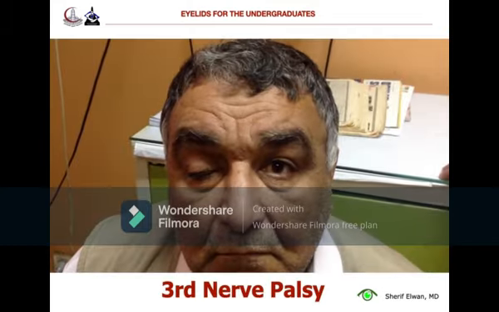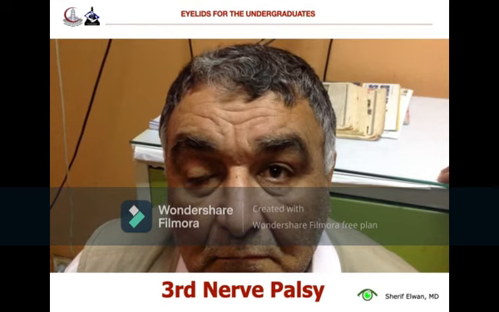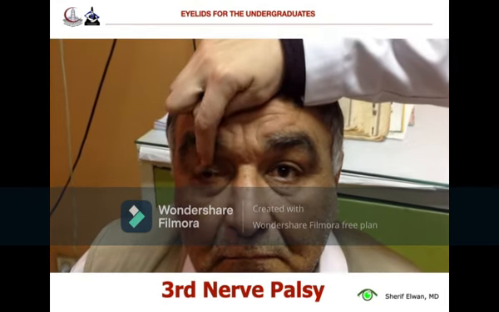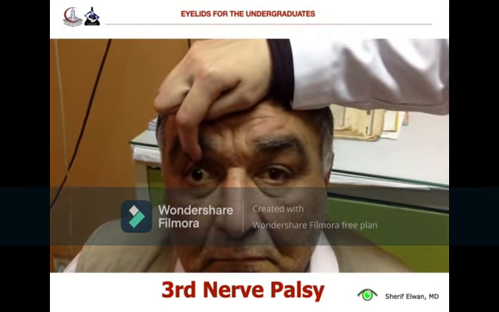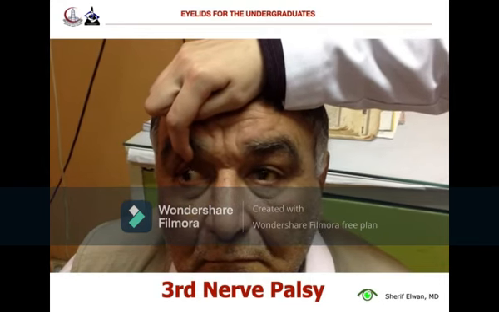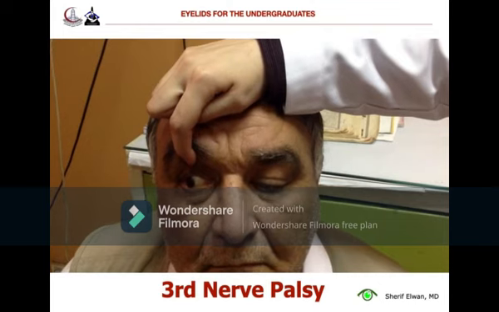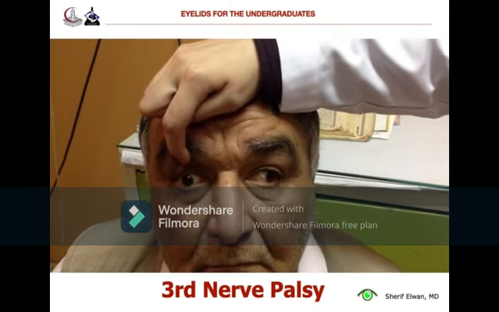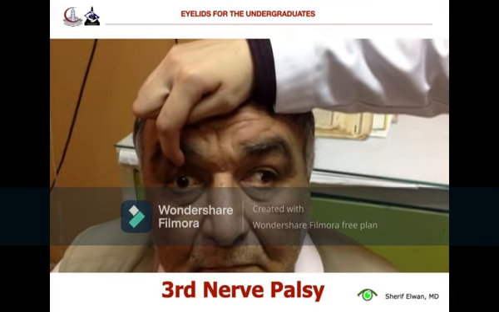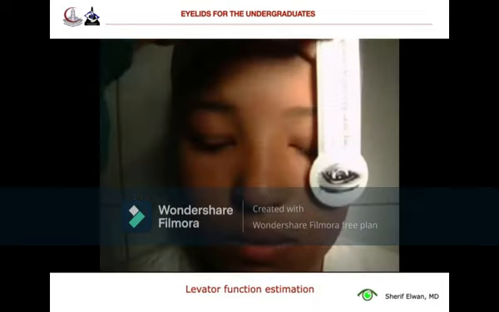Now this is a condition of third nerve palsy where there is ptosis on the right side. Once we elevate the eyelid, we can notice that the medial rectus is not working, and the superior rectus as well. So this is a third nerve palsy. We should examine the pupil as well.